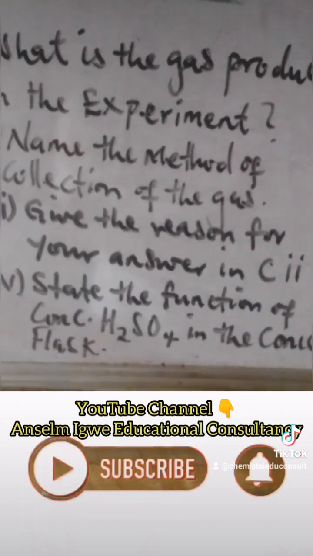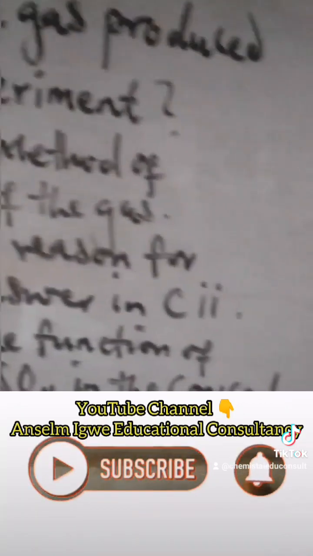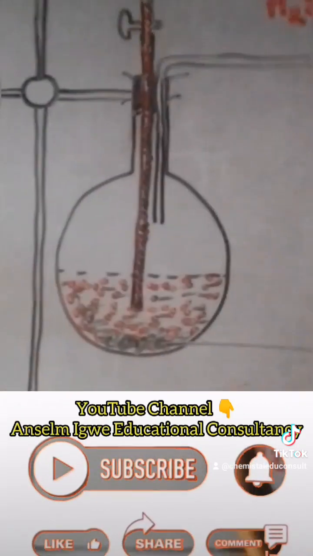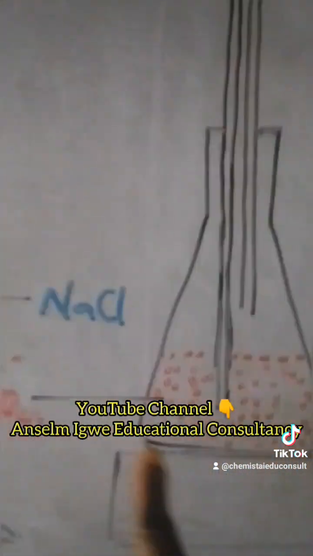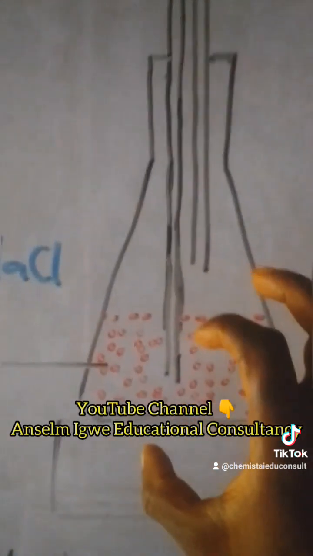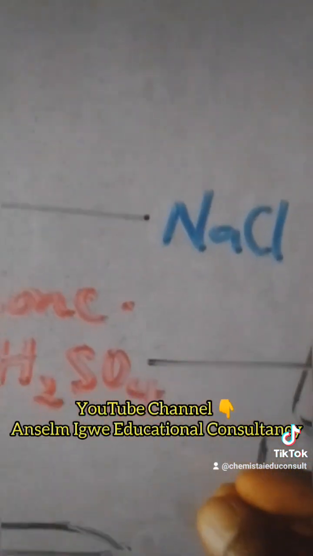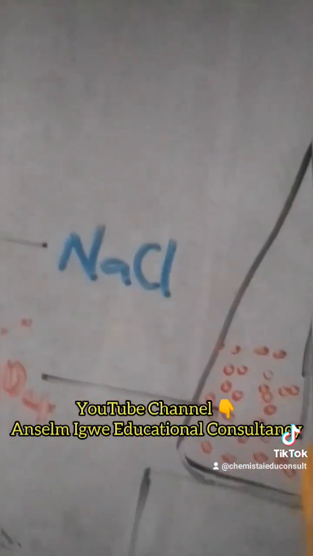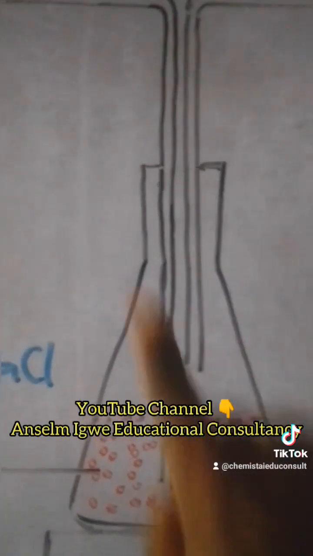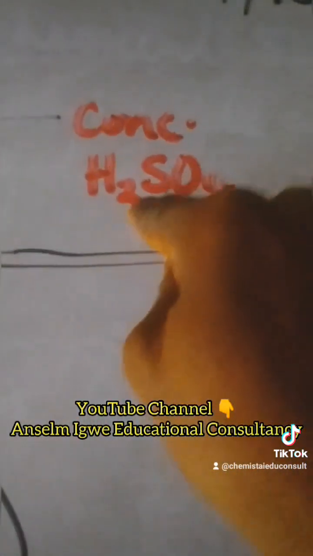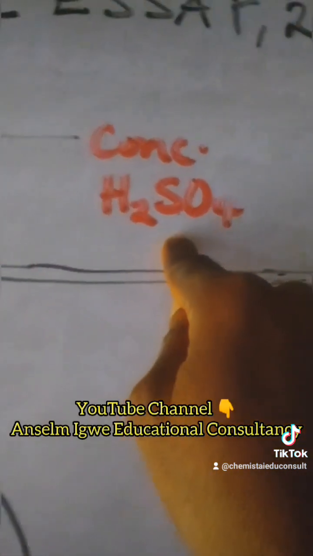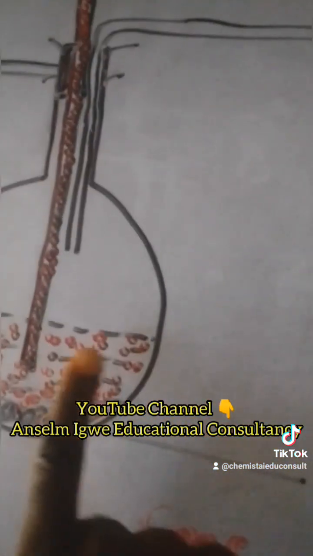The function of concentrated sulfuric acid in the conical flask. There are two flasks here. This is the round bottom flask. This is the conical flask. The sulfuric acid in the conical flask acts as a drying agent. In fact, sulfuric acid is a drying agent. So what happens is that as the gas produced here enters the conical flask, the gas is moist, it contains some molecules of water. Remember, this is an aqueous solution. There is water in the concentrated acid. So the gas goes with water.